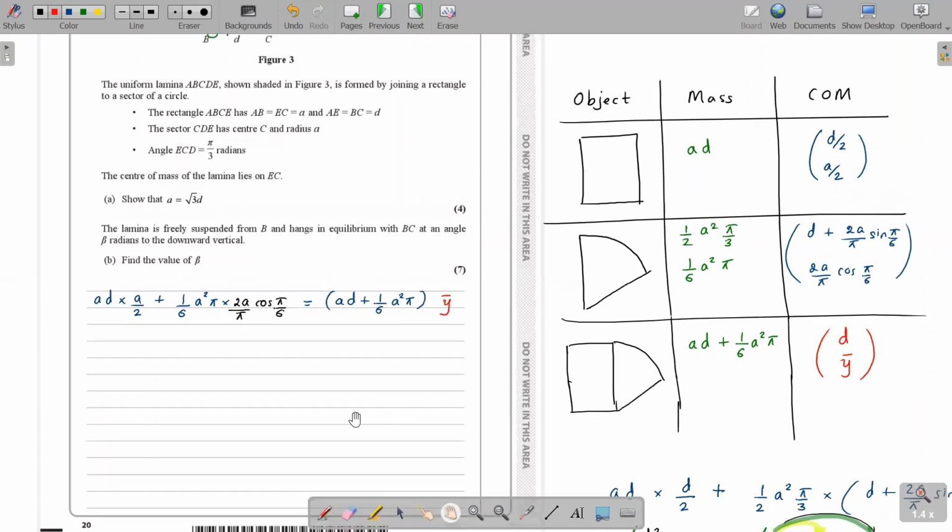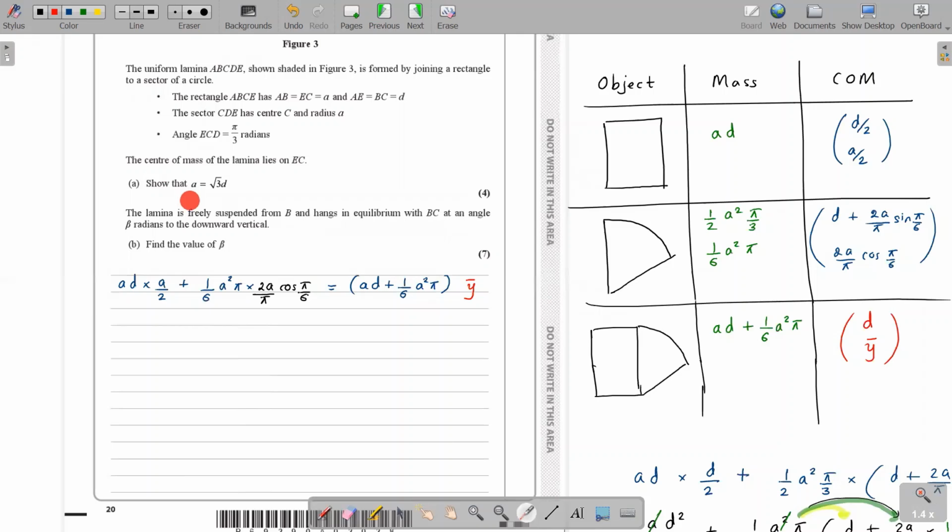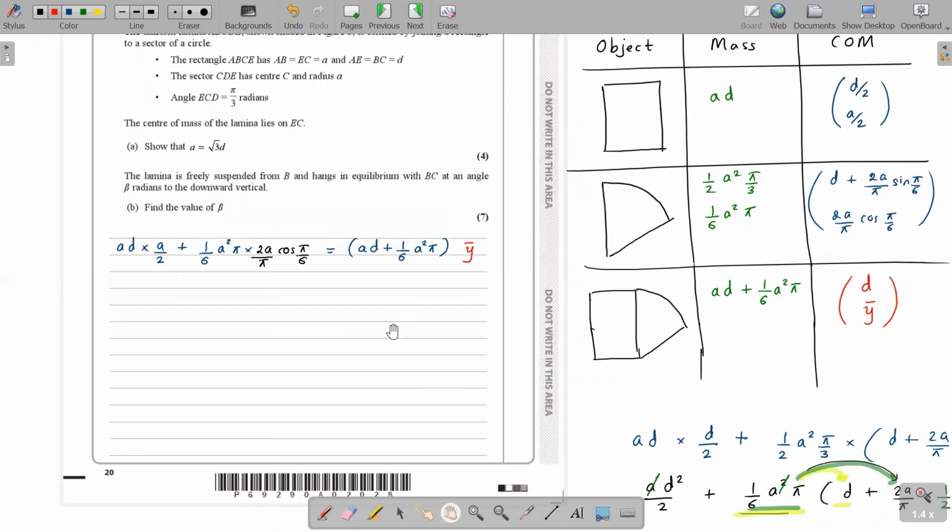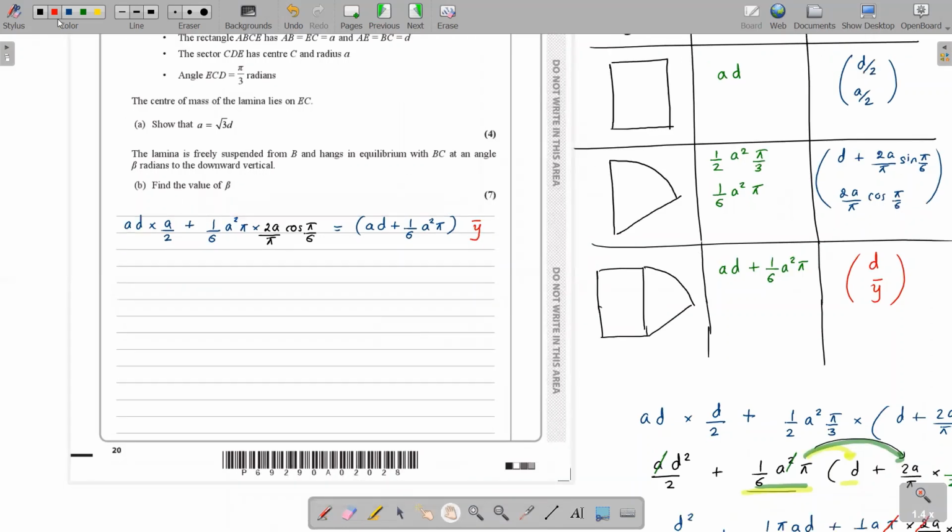We can use the help of what we have done in the earlier part. They've given us A as root 3 D, so let's try to find y bar in terms of D. First of all, let's take the common things out. I get here AD into A over 2 gives me A square D over 2. Here I can cancel out the pi to pi, and cancel 2 times 1, 2 times 3. So A square into A is A cube over 3. Cos pi over 6 is root 3 over 2. Equals, in here I can take A out, and I get AD plus 1 over 6 A pi into y bar.